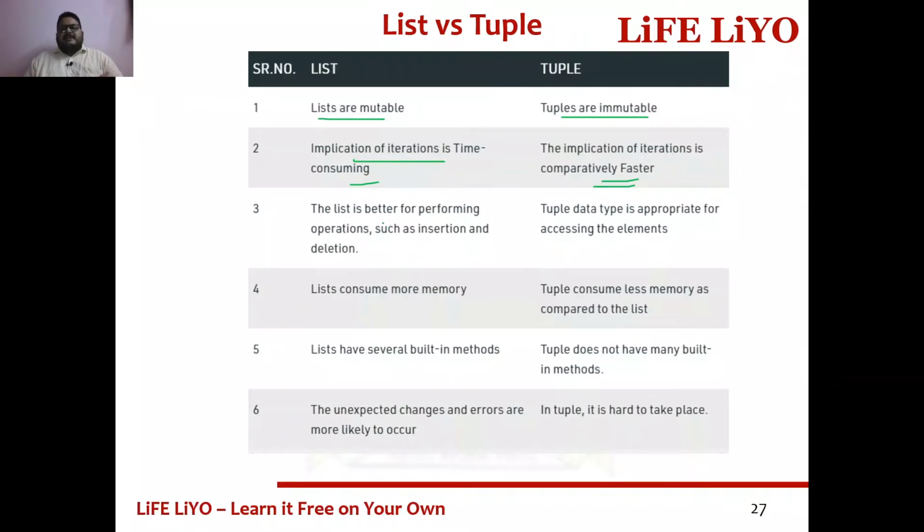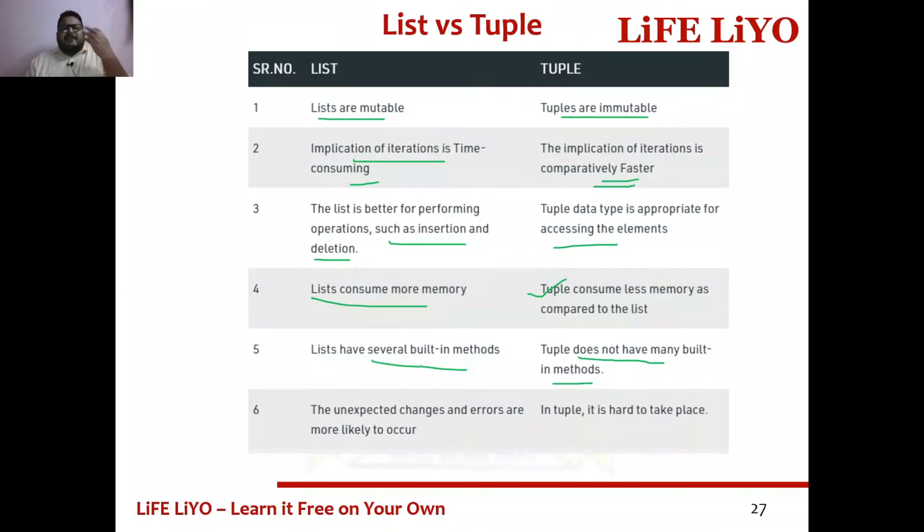When should we use a list? If your data involves insertion as well as deletion, then the list is better. If your data is permanent storage and accessing, then tuples are best. Lists consume more memory, while tuples consume less memory compared to lists. We are saying that a list can perform CRUD operations effectively. That's why it has more built-in methods. A tuple doesn't have all these CRUD operations, so it has fewer built-in methods.